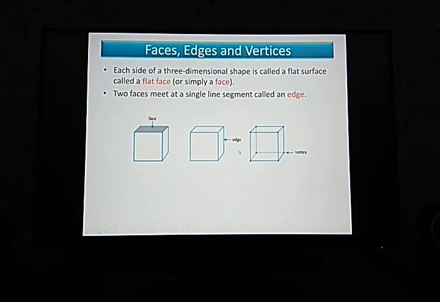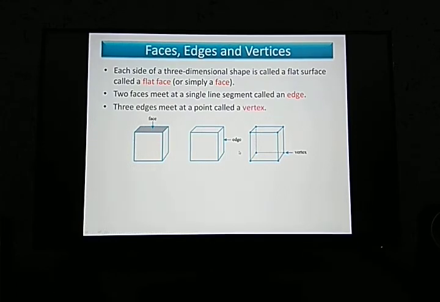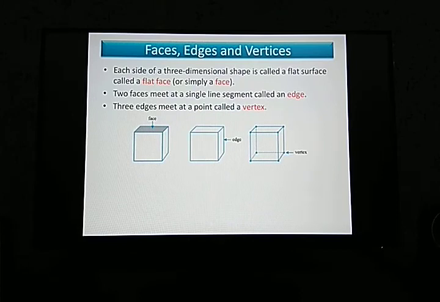Now next, the last thing is vertex. So what is a vertex? Three edges meet at a point called a vertex. If you see carefully, this edge and this edge, they meet at a common point. That is called the vertex. Now there are other vertices also. 1, 2, 3, 4, 5, 6, 7, 8. 8 vertices are there in total. So whenever three such edges meet at any point, that common point is called the vertex.